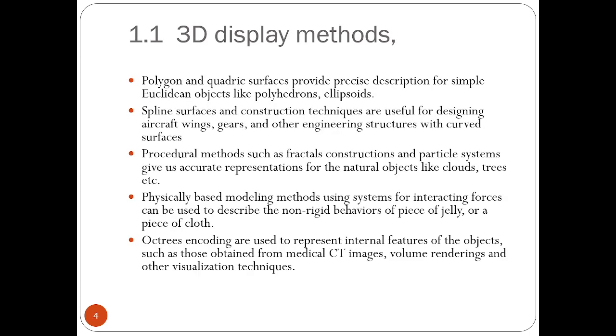First, what are the display methods? Polygon and quadratic surfaces provide precise descriptions for simple Euclidean objects like polyhedrons and ellipsoids. Spline surfaces and construction techniques are useful for designing aircraft wings, gears, and other engineering structures with curved surfaces. Procedural methods such as fractal constructions and particle systems give us accurate representations for natural objects like clouds, trees, etc.